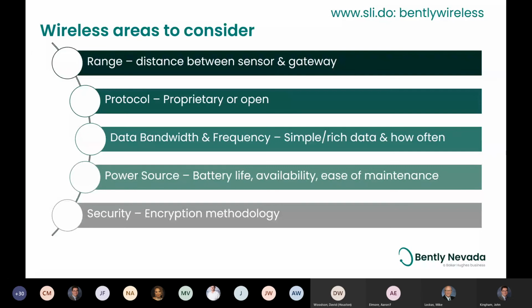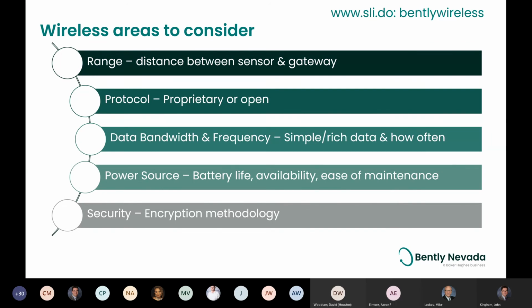So the Ranger Pro is a wireless system. And everybody who we talk to about wireless systems has some common questions, such as, what is the range? What's the distance between the sensor and the gateway? The protocols, are they proprietary or open? So, you know, we use an ISA 100 standard, which is an open protocol. That means that other instruments, like there's, you know, flow meters by Rosemount and so forth, they can talk through our network or we can join their network. It makes it a more robust system. Data bandwidth and frequency, are you getting just simple data or are you getting rich data? And how often are you getting it? The power source. Because it is wireless, everything's going to be run on batteries.